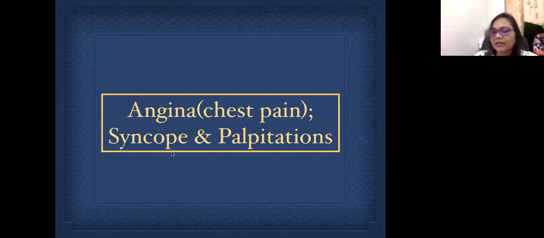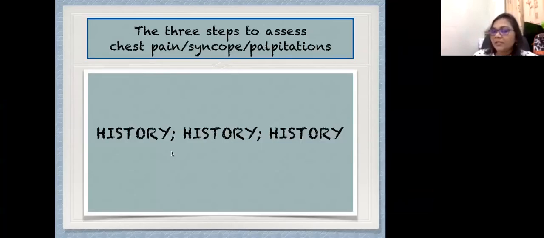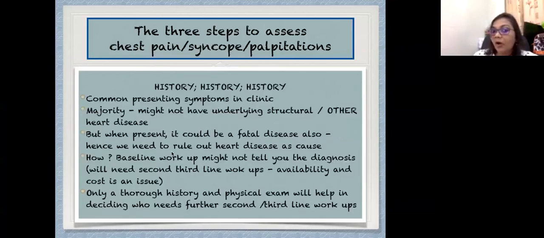Now coming to three other symptoms: angina, syncope and palpitations. There are some things which are common to these three symptoms. I would say that the three steps to assess chest pain, syncope or palpitations in a clinic are history, history and history. You know why? Because we all know that these are common presenting symptoms in the clinic. Majority might not have underlying structural or other heart disease, but when present, it could be a fatal disease also. Hence, we need to rule out heart disease as a cause. How do we do it? History is the easiest way to do it.